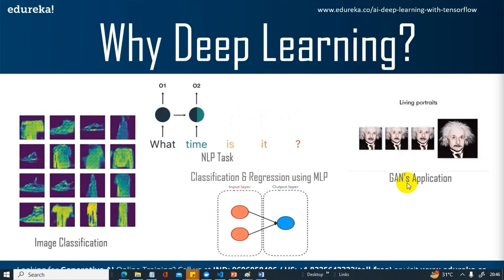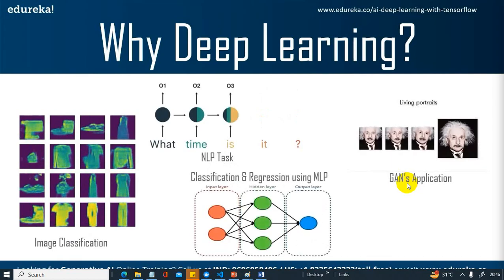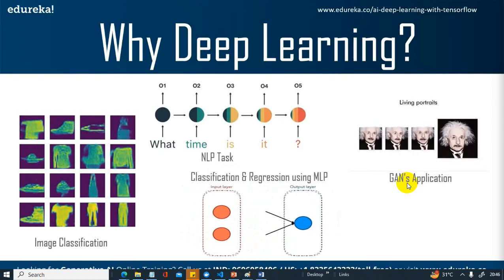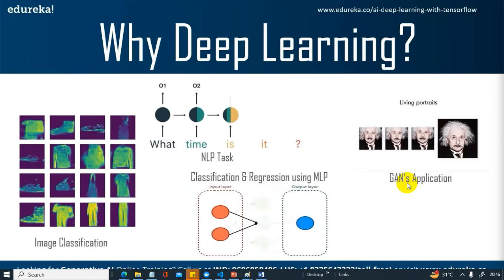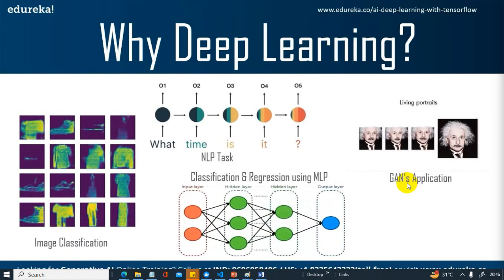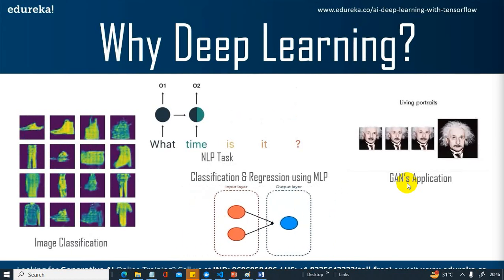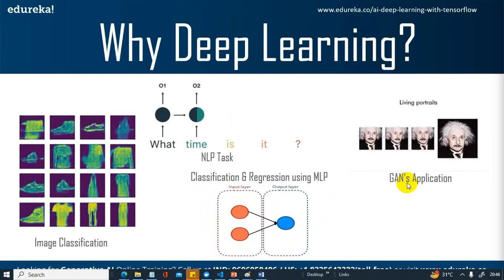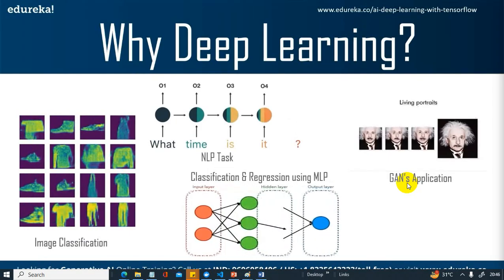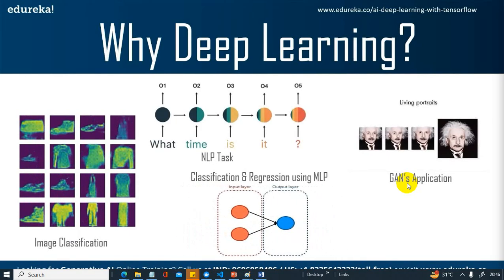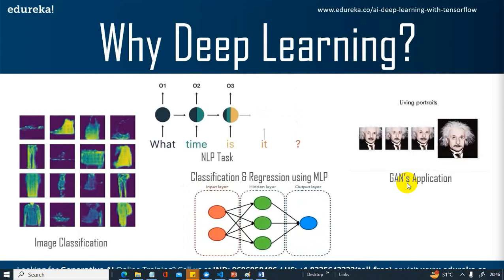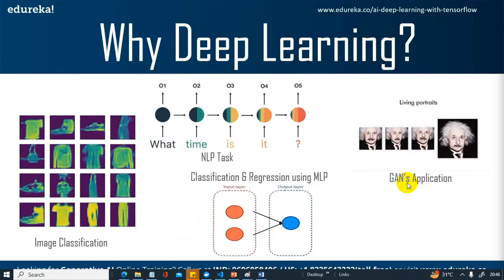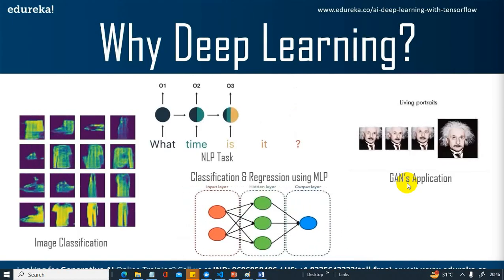Finally, coming down to performing classification and regression tasks using multi-layer perceptron. If you remember, or if you're well versed with machine learning, in order to perform classification in machine learning, we had algorithms like decision tree, random forest, or something very simple as linear regression or logistic regression. But let me tell you, when we try to perform classification using MLP or multi-layer perceptron, we get a very high accuracy, even compared to SVM and decision trees.